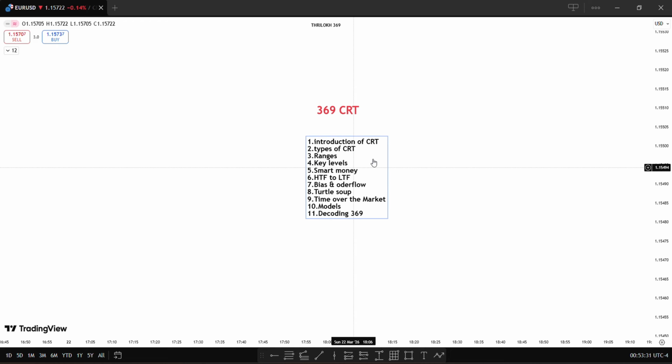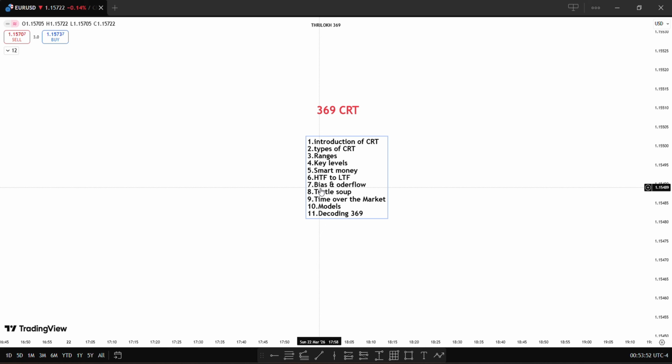We will explain that in key levels. And smart money: what the smart money is doing, what the time is, and what the smart money is going to do. And higher time frame to LTF. Why? Because if you have the knowledge of the higher time frame, you will get the knowledge of the lower time frame. What the higher time frame is doing, the same thing has been done in the lower time frame.